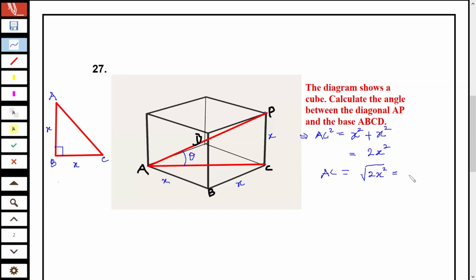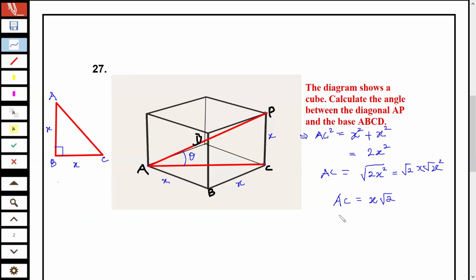The square root of 2x squared can also be written as root 2 times root x squared. And of course, root x squared is equal to x. So the length AC will now be equal to x root 2. So x root 2 is the length of AC.